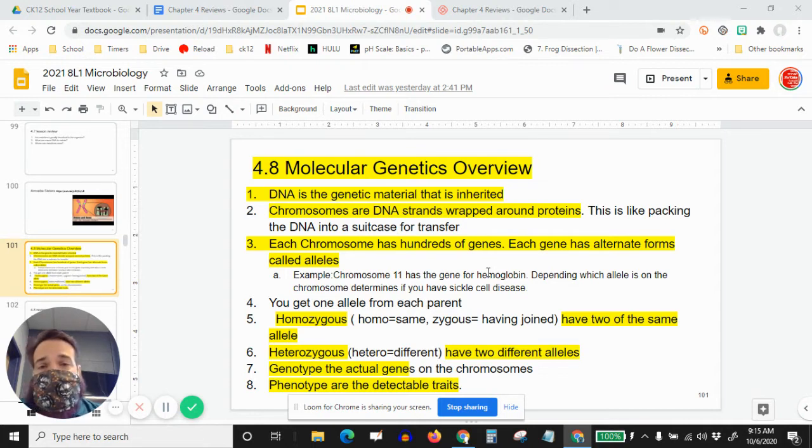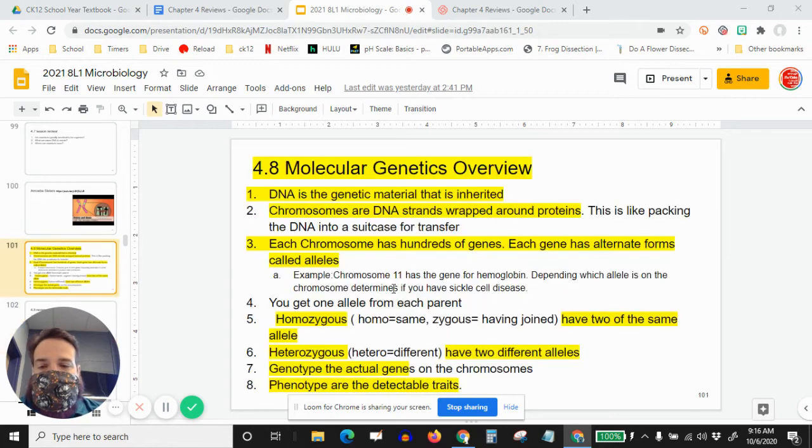You can have what they call sickle cell trait, which means you're heterozygous. You have normal hemoglobin, but you carry the allele for sickle cell. Or if you're homozygous recessive, then you have what they call sickle cell disease. All of your hemoglobin is sickle cell hemoglobin.